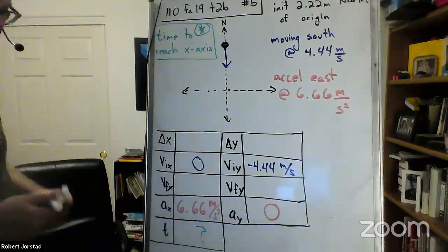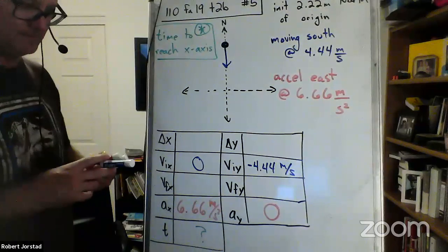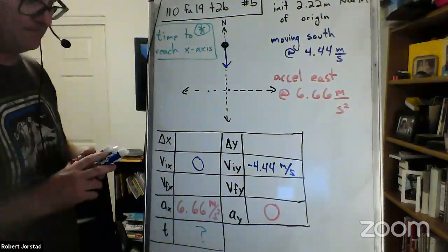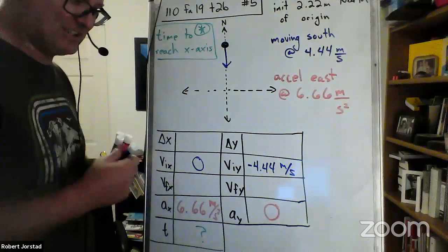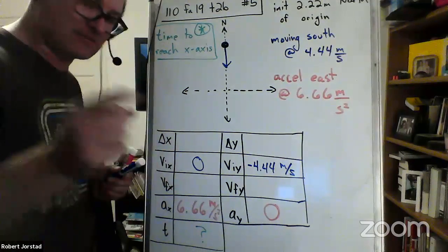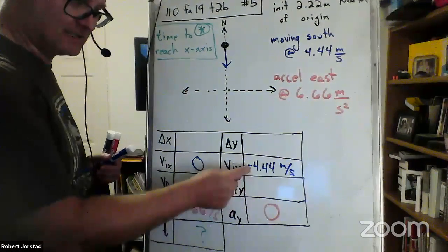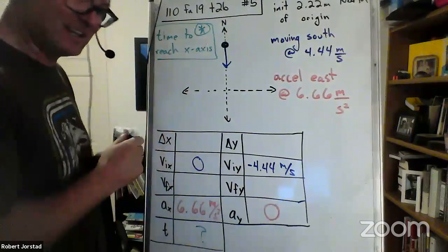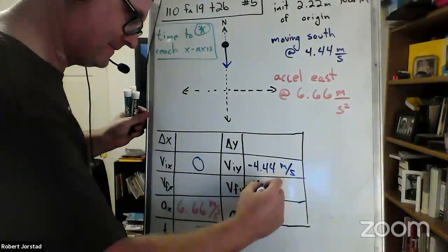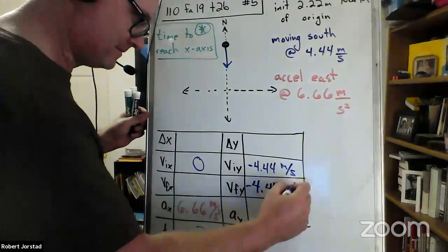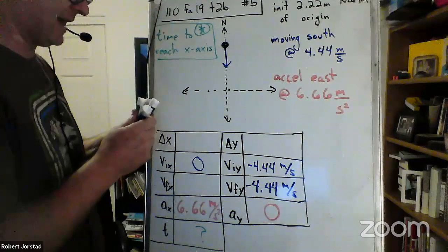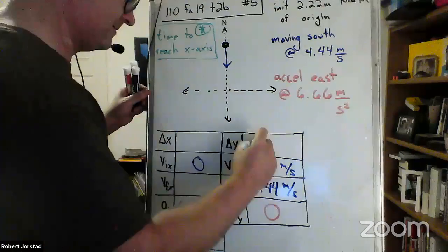Nice. All right. Do we know anything else? V final Y is negative 4.44. Oh, cool. You're right. Nice job. I didn't even notice that at first. That was really cool. If this is 0, don't these have to be the same? Really good. I love it. Excellent. And then delta Y is negative 2.22. You guys are kicking ass. I love it.